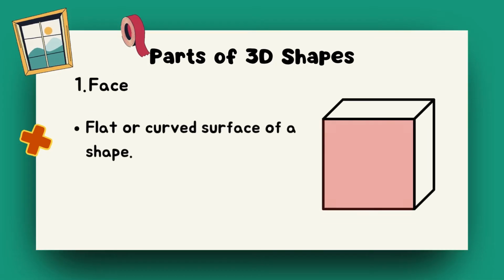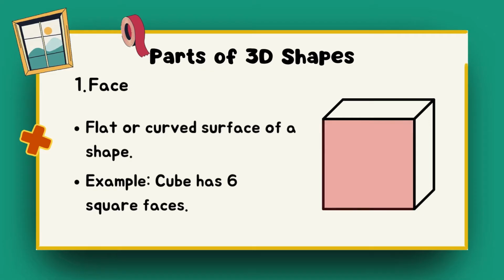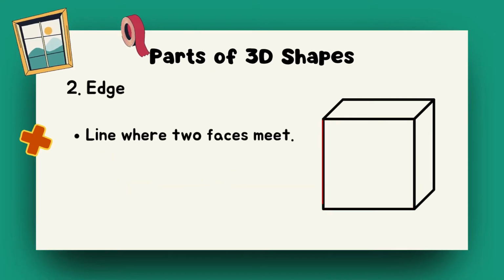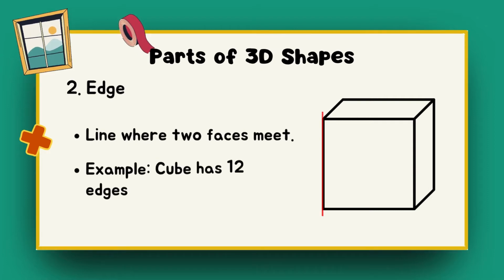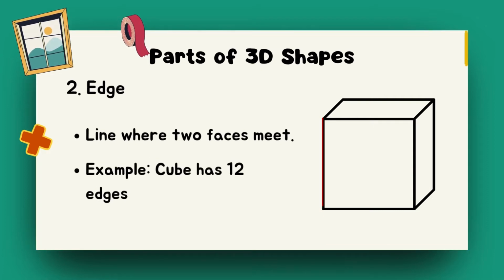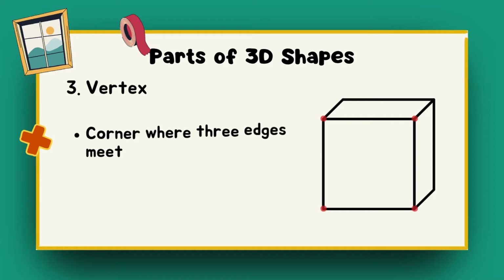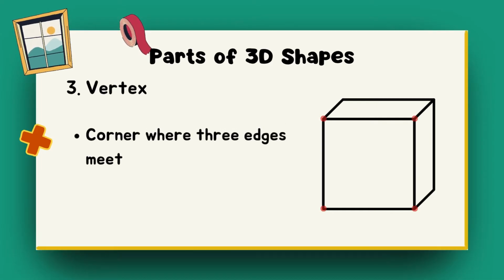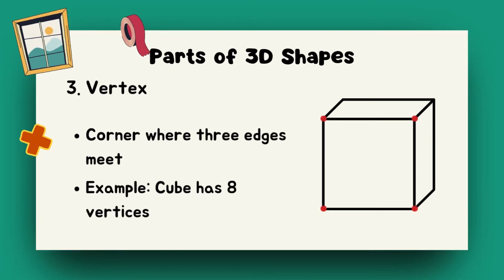A face is a flat or curved surface of a shape. For example, a cube has 6 square faces. An edge is a line where two faces meet. For example, a cube has 12 edges. A vertex is a corner where 3 edges meet. For example, a cube has 8 vertices.